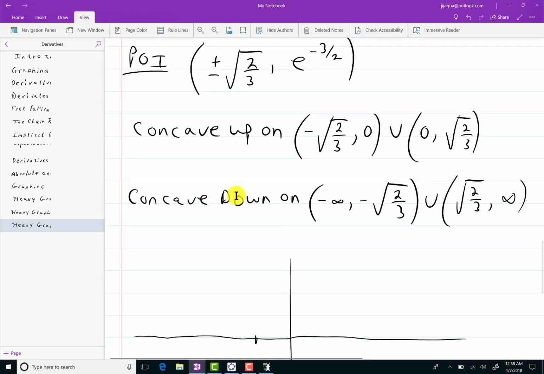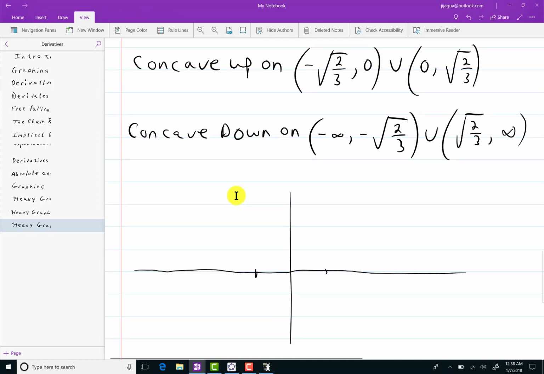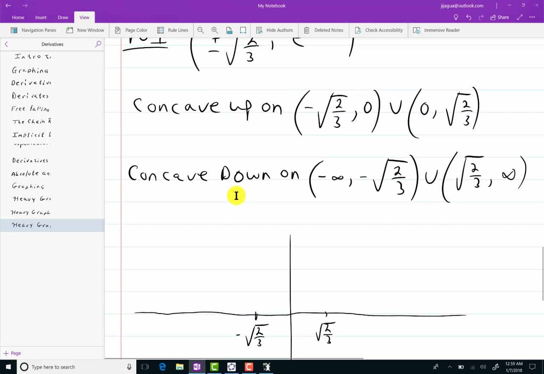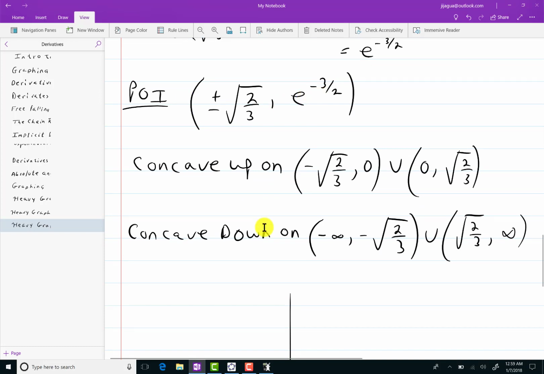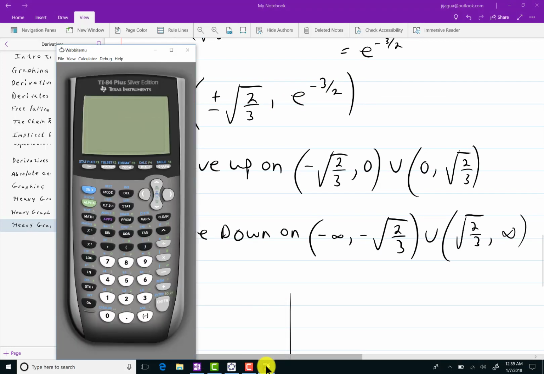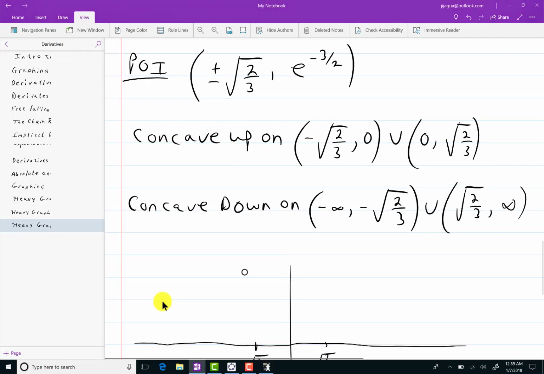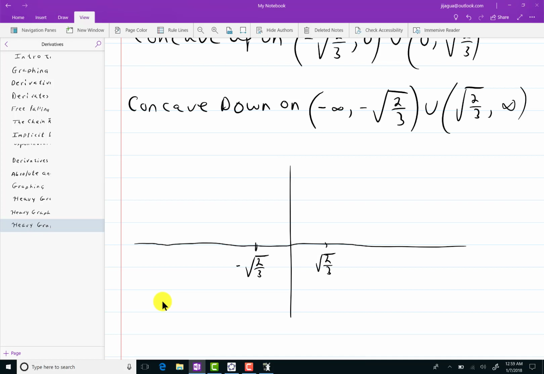Let's do square root of 2/3, I'm just estimating, negative square root of 2/3. Now e to the negative 3/2, that can't be very big. Let's use the calculator to give me an idea of what that is. So I'll do second above the ln button, and I'll do negative 1.5. About 0.22, okay. So we might have something here. It's not going to be big. I'm estimating.